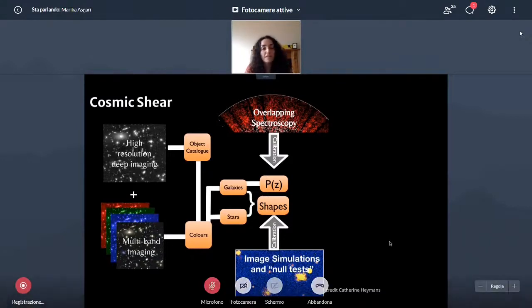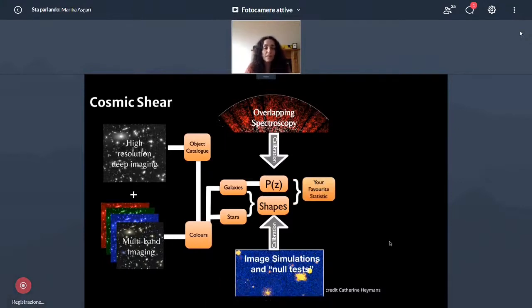So once we have these two main ingredients, we can measure our cosmic shear signal. We usually divide the catalog into tomographic redshift bins to increase the amount of information we can get from the data.